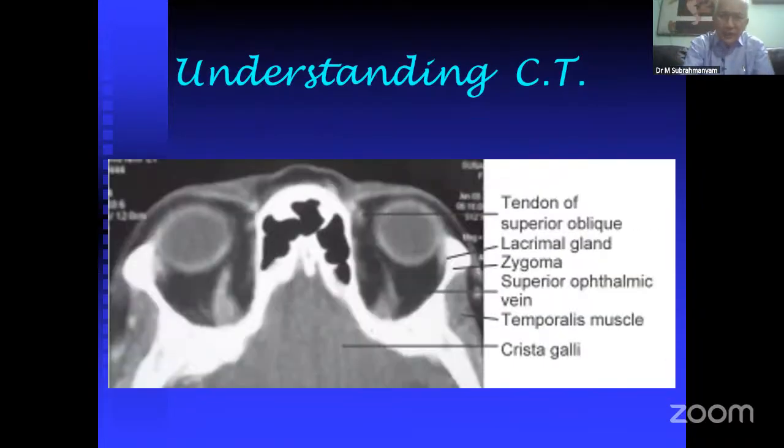In the superior cuts, what we are seeing here is the reflected tendon of the superior oblique. This is the lacrimal gland. This is the superior ophthalmic vein. This is the temporalis muscle, pterygoid. So this is the superior ophthalmic vein, which is a little larger compared to this.